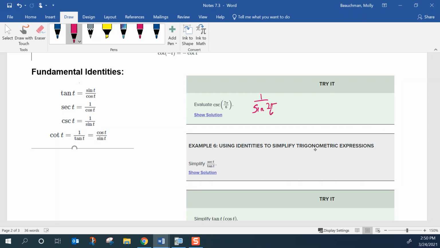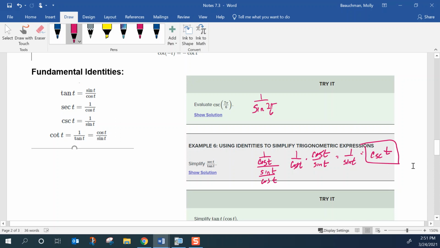If you want to use identities to simplify an expression, like secant divided by tangent, write them in terms of their sine and cosine. Secant is 1 over the cosine, divided by tangent, which is sine over cosine, and simplify. Dividing fractions means multiply by the reciprocal, so that would be 1 over the cosine times cosine over sine. The cosines cancel. I get 1 over the sine, which is actually the cosecant. So secant divided by tangent is the same as the cosecant.